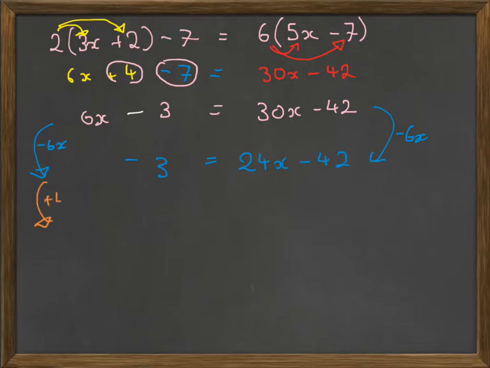I could then add 42 to both sides. Adding 42 to the left hand side gives me 39, and then adding 42 to the right hand side means I get rid of that minus 42, so I'm just left with 24x. Okay, so now I've got 39 is equal to 24x. I can divide both sides by 24.